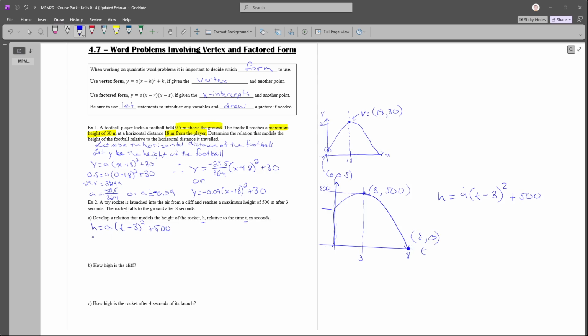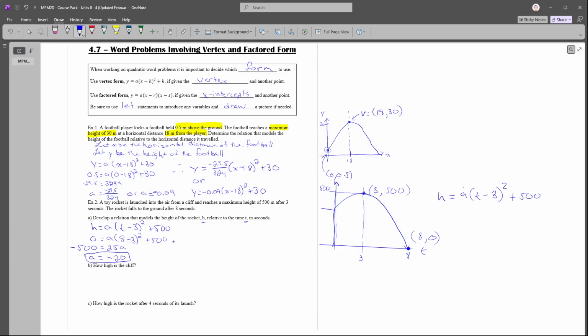So this is going to be 0 is equal to a times 8 minus 3 squared plus 500. Actually, let's bring that 500 over the other side. So we have negative 500 is equal to 8 minus 3, that's 5. 5 squared is 25, so 25a. So what is a going to be equal to? a is going to be equal to exactly negative 20.